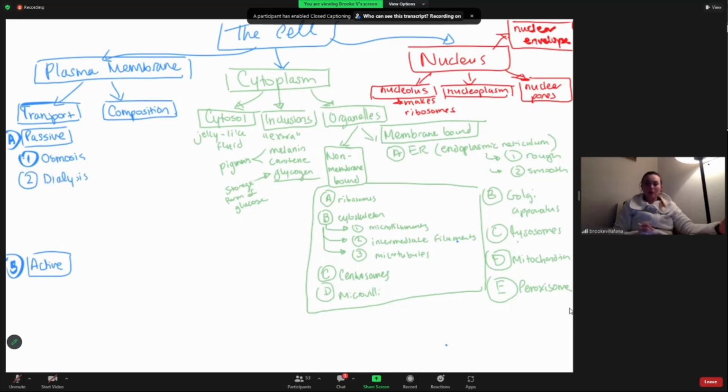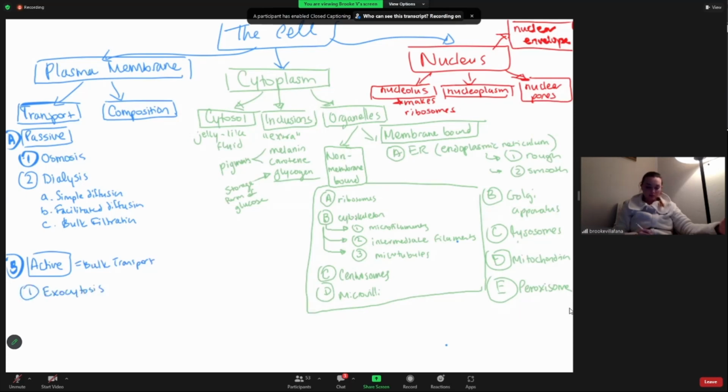Now, dialysis can be subcategorized into three. So this is going to be simple diffusion, facilitated diffusion, and then bulk filtration. Active transport is basically called bulk transport, which is a major subtype of it. So I usually write it like that because that's pretty clear.